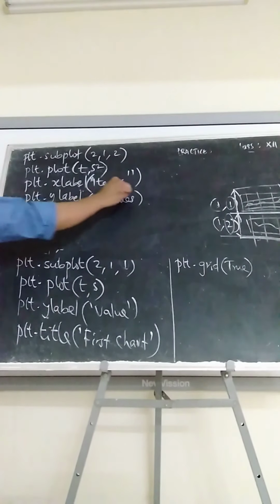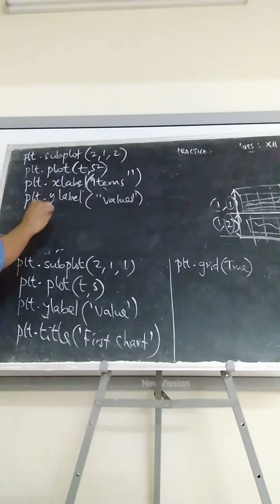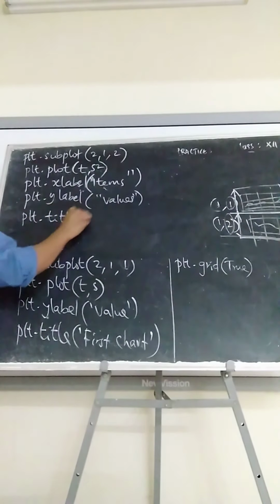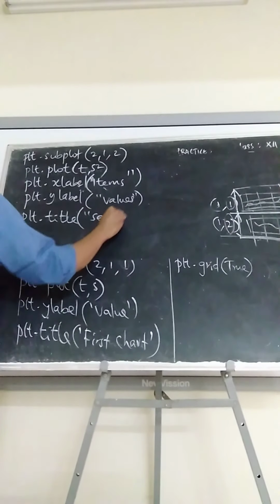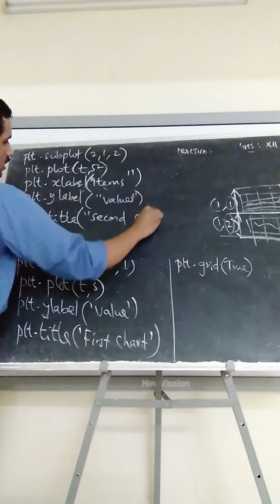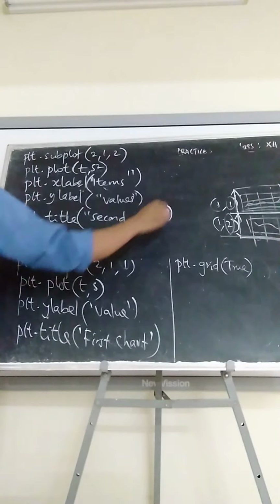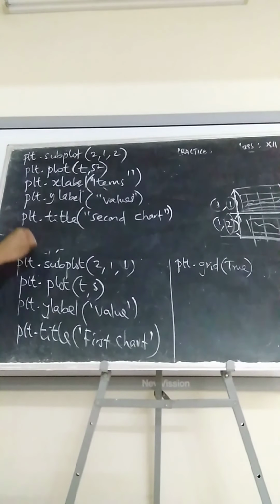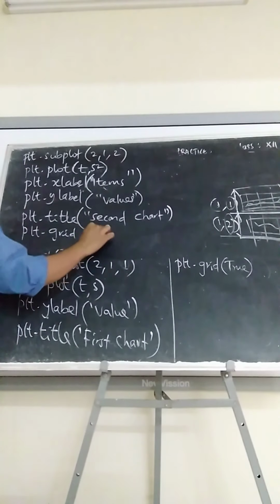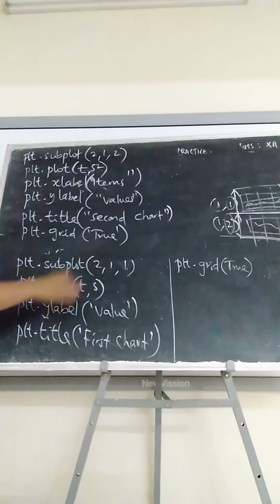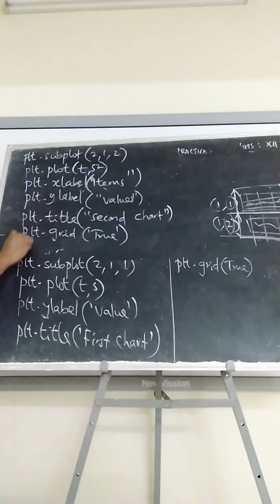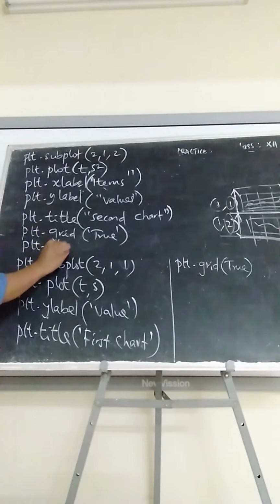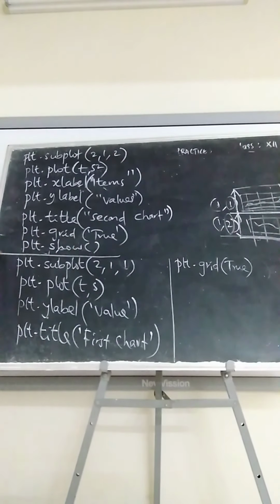Okay, so the first chart and second chart are ready. Now for the title, you can give plt.title. This is the title for the second subplot, that is the second chart. Then grid also you can give for the second one. plt.grid True. The last one, as you did in the last class, was plt.show. This is the end of the code.